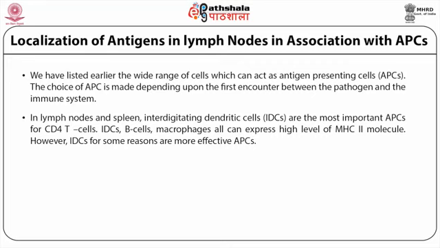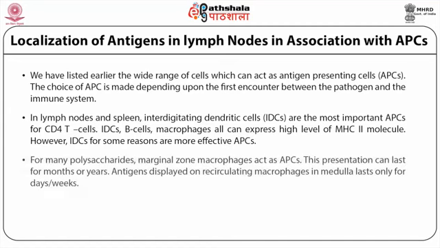IDCs, B cells and macrophages all can express high level of MHC class II molecules. However, IDCs for some reasons are more effective APCs. For many polysaccharides, marginal zone macrophages act as APCs. This presentation can last for months or years. Antigens displayed on recirculating macrophages in medulla last only for days and weeks.